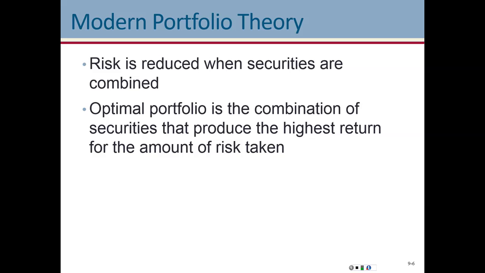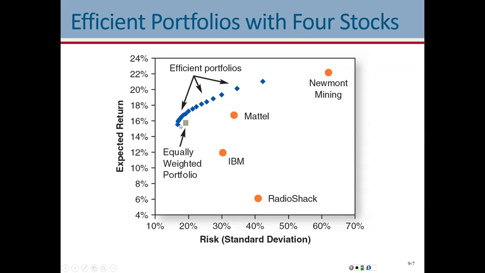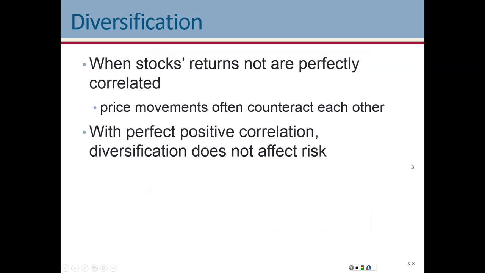Risk is reduced when you combine your securities, right? So there's an optimal portfolio, and that is the one that gives you the highest return for that level of risk, right? So this right here is the efficient portfolios, right? Now I'm talking about this just FYI, so that you have a better idea of portfolio theory. But these efficient portfolios are the ones that investors are going to choose if they want to allocate their wealth in the best way possible.